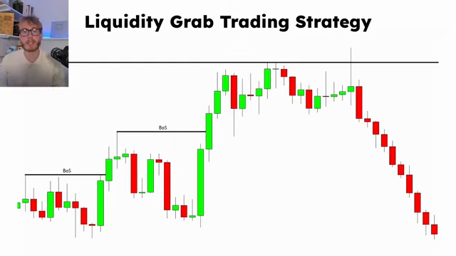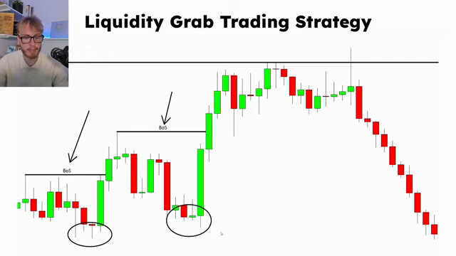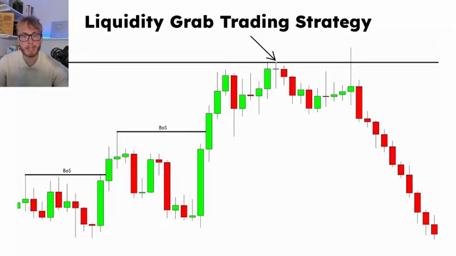Alright, so now let's take a look at how to trade liquidity grabs. And the first thing we can notice about this chart is that we are in an uptrend because the price continues to break structure while at the same time maintaining the lows. Right here we printed a new high, but here on this green candle we can see something very interesting.